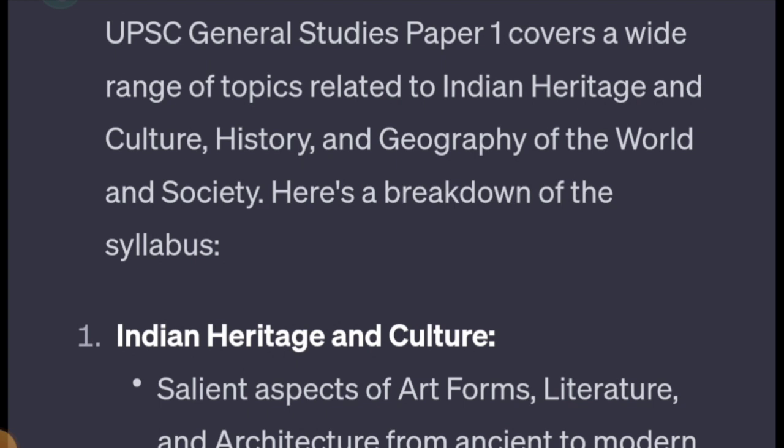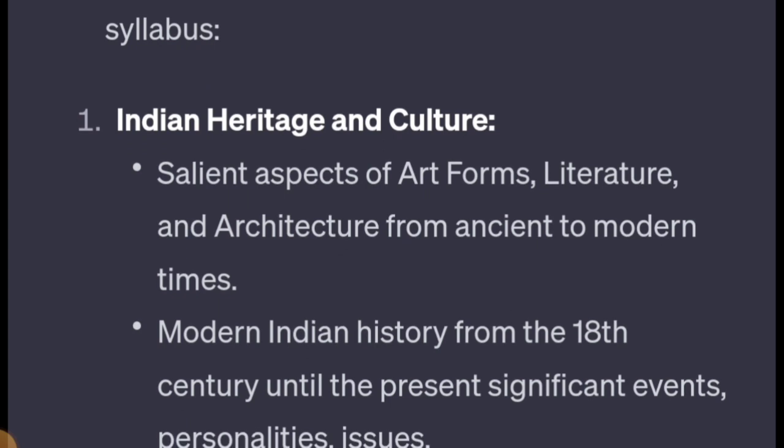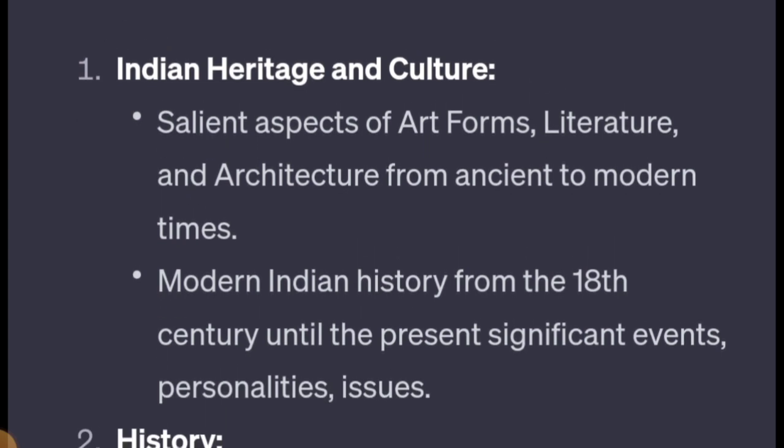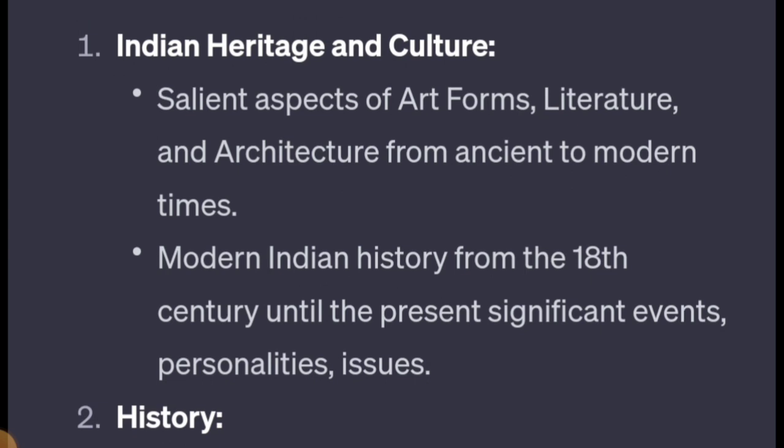So first let's see where we have to read Indian heritage and culture from. The first topic is Indian heritage and culture, salient aspects of art forms, literature and architecture from ancient to modern times. For completing this topic, you can read the class 11 Indian art NCERT, but you can also refer to Nitin Singhania's Indian Art and Culture for Civil Services and Other Competitive Examinations, McGraw-Hill Publications, which I prefer. You can read the first chapter there, Indian Architecture, Sculpture and Pottery.